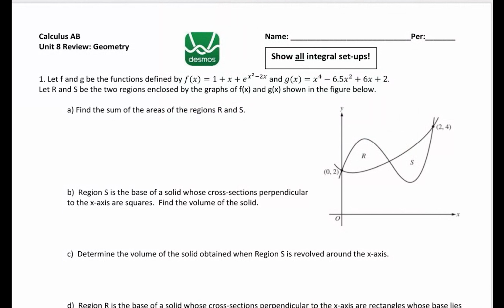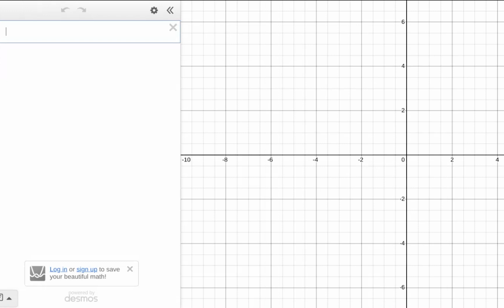It says let f and g be the functions defined by f of x equals 1 plus x plus e to the power of x squared minus 2x, and g of x is x to the fourth minus 6.5x squared plus 6x plus 2. Let R and S be the two regions enclosed by the graphs of f and g shown in the figure below. And before we get too much further here, we need to make sure that we know which one is f and which one is g. So we're going to go over to Desmos and type in these two functions.